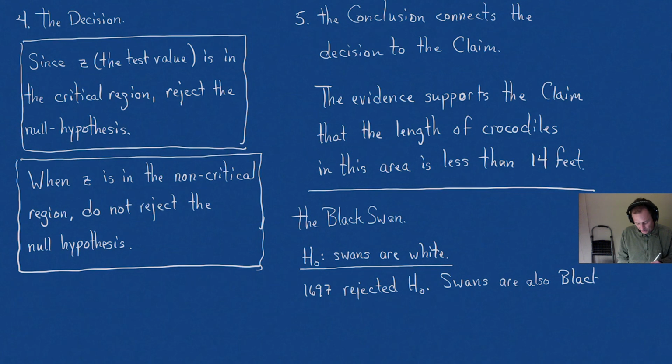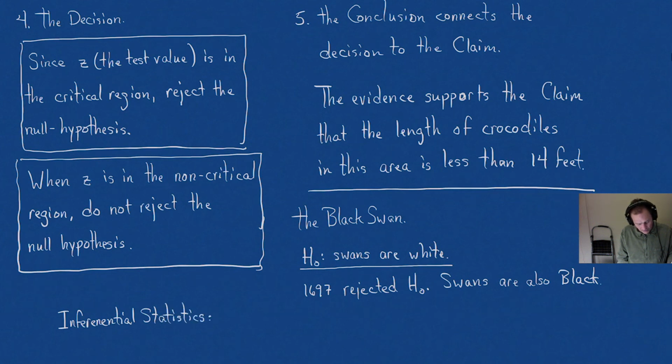So what is that? Does that mean that the average length of crocodiles has gone down to 12 feet? We don't know. All we can say is that the evidence that we have on hand today supports that the length of crocodiles is less than 12 feet. Just like before 1697, they could say, based on all the evidence we have had, all swans are white. This is called inferential logic, or inferential statistics.